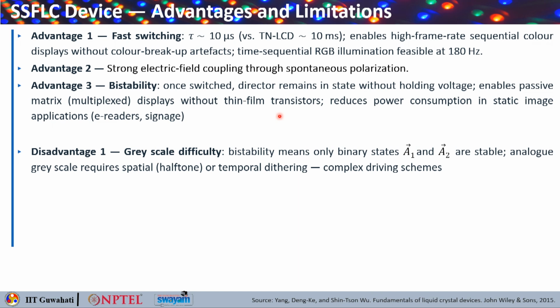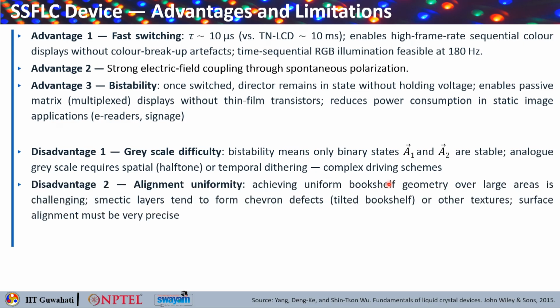However, all is not good in this. There are some disadvantages, something like the grayscale difficulty. The bistability basically means binary states A1 and A2 are stable. Analog grayscale requires spatial, that is halftone, or temporal dithering. So you basically require very complex driving schemes.